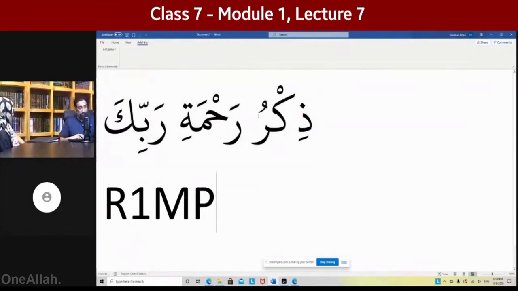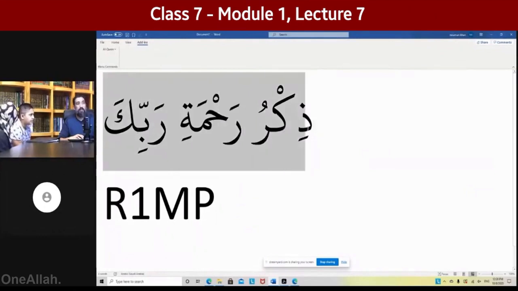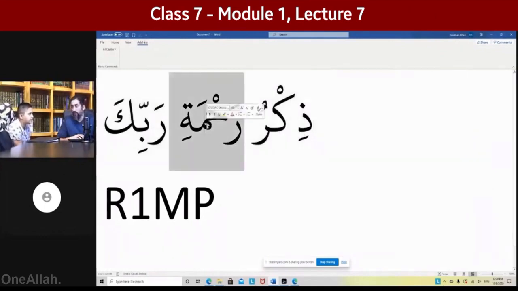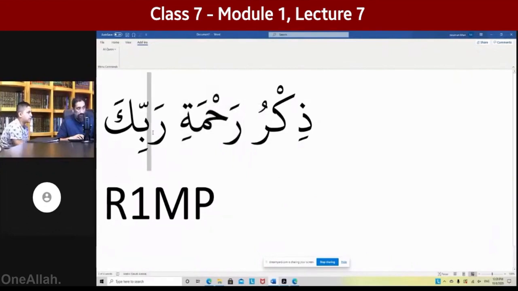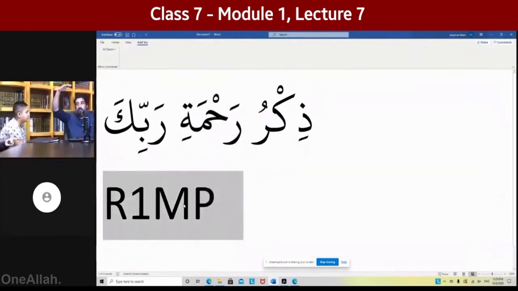And since you figured this out, this Rafa' one singular, Rafa' one masculine proper speaks for the entire thing, even though there's a feminine in between, even though there's jar in between. This Rafa' one MP speaks for the entire thing. If you put parentheses around it, this is what it's represented by.